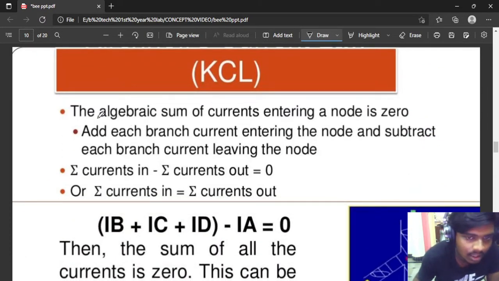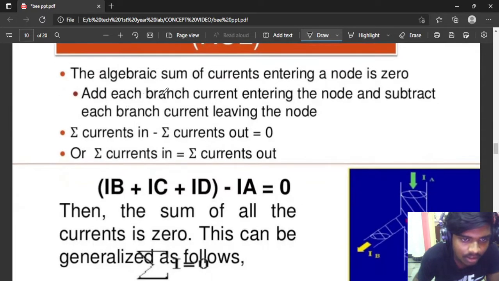And the KCL: the algebraic sum of the currents entering a node is 0. We add each branch current entering the node and subtract each branch current leaving the node. Sigma current input minus sigma current output equals 0. For example, let's take a node.